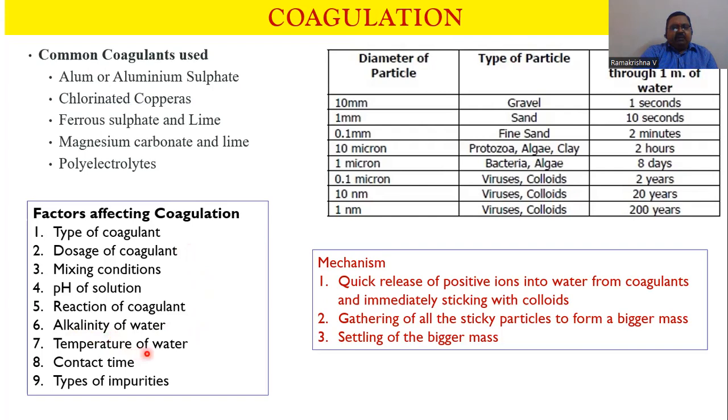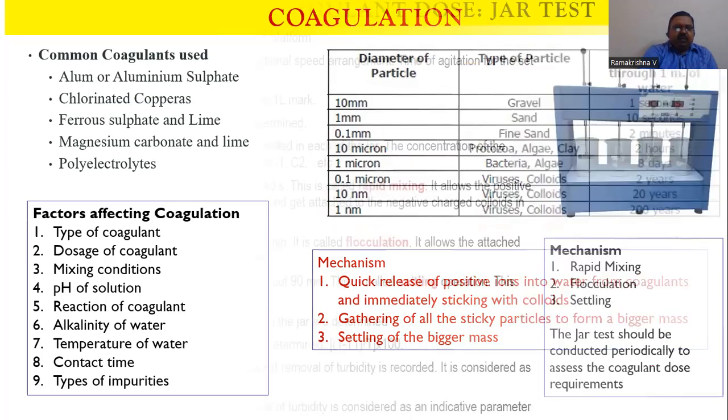Temperature affects the reaction, so higher is the temperature, higher is the reaction. And how much time you are retaining the coagulant with the water in the first phase, the second phase, the third phase, and what types of impurities. Now you can see different types of impurities are there, depending on different sizes here. So this is how the coagulation practices work.